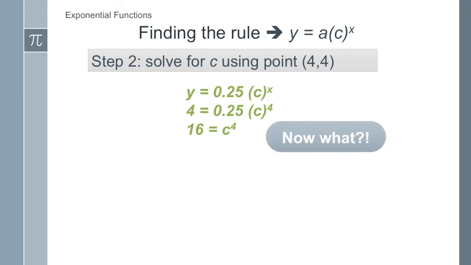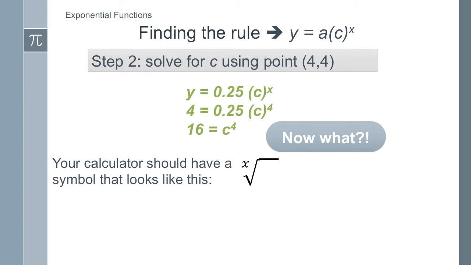Now what? What can we do to figure out what c is when we have our exponent 4? We know that when we have c squared, we square root it. But what do we do when our exponent is not a square? If you didn't know this already, your calculator should have a symbol that looks like this. So it's basically the root of x, any root of any number.